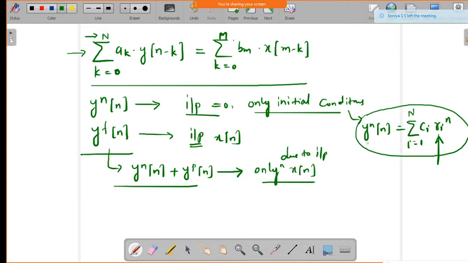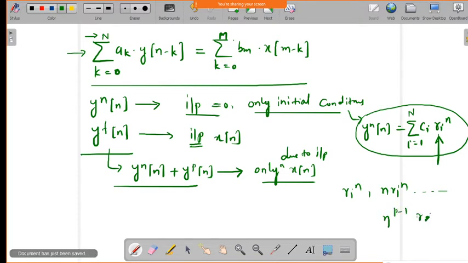And if the roots are repeating, say for example the roots are the same and repeating, then you have to take the roots as Ri power n, n into Ri power n, and it will go on till n power p minus 1 into Ri power n. Okay. So, we will take one such problem where the roots are repeating. We will come to this later, when the roots are repeating.